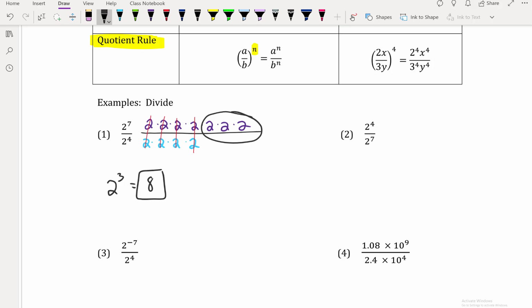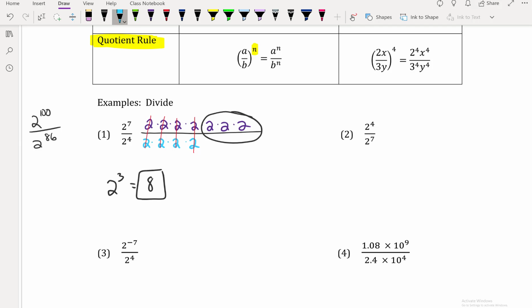So you might be wondering, well, what would happen if I have 2 to the 100 and 2 to the 86? Do I really want to count out 100 2's or 86 2's and cancel them out? No. There is a better way of doing this.